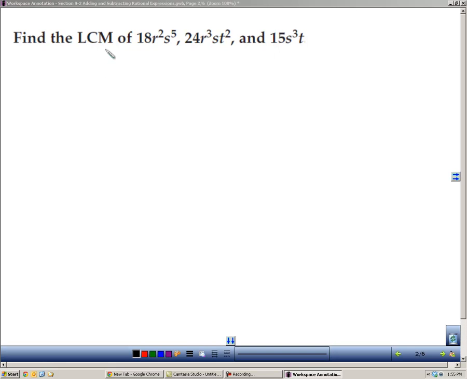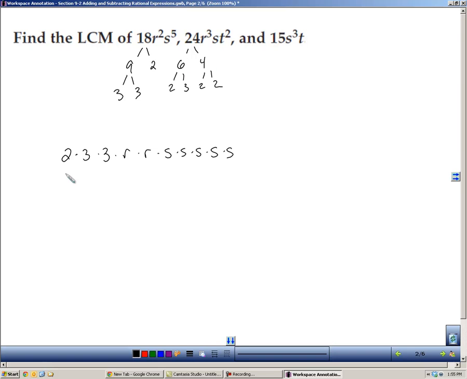Here we're asked to find the least common multiple of 3 monomials. Some people like to use factor trees to do that, to find what the prime factorization is. So you see an example of a factor tree here. So if I break up 18 into 2 times 3 times 3, and then use the 2 r's and the 5 s's, it helps me see all the factors. Now I'll do the same to 24. So 2 times 2 times 2 times 3, and then the r's, s's, and t's.